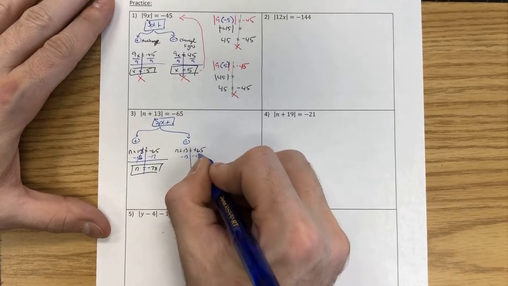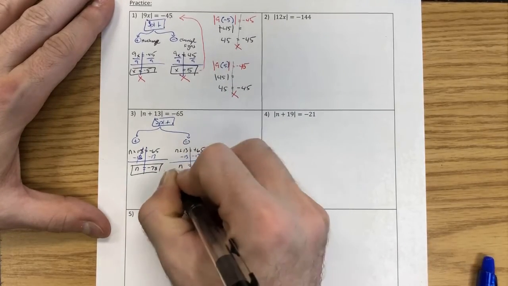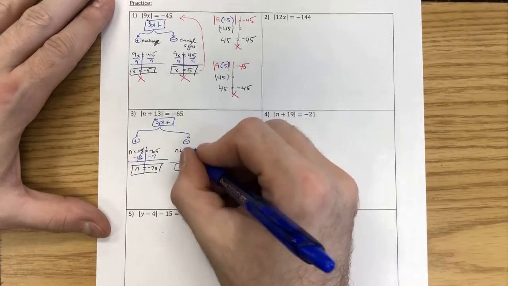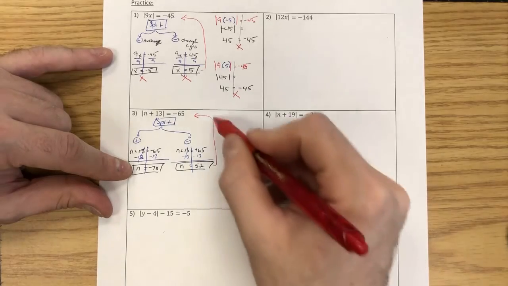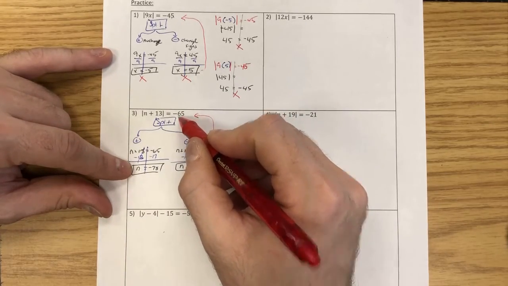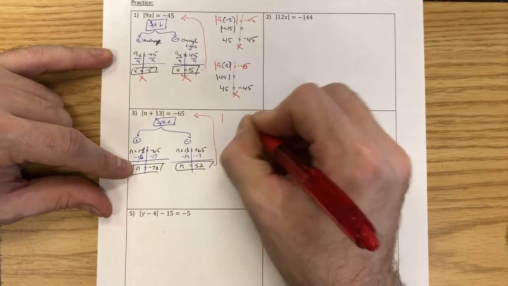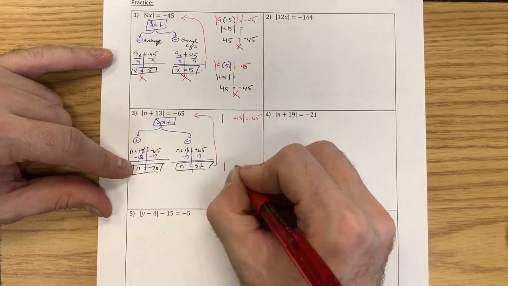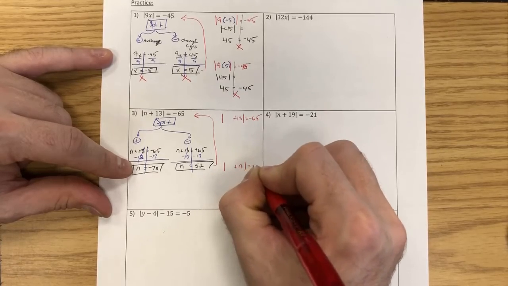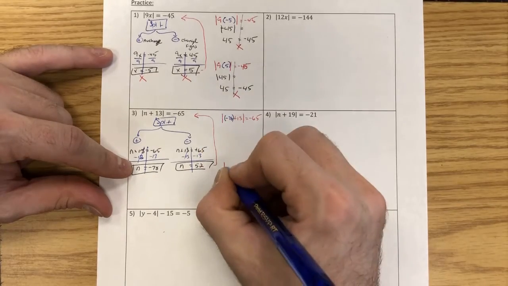Over here, when I subtract 13, I get n is 52. Another number I'm going to have to try out. What I'm actually plugging it into is the equation that I split, so I'm going to test both my answers in that. Let's see what we get. I'll get the absolute value plus 13 is negative 65. The first one is negative 78, and the second one is 52.